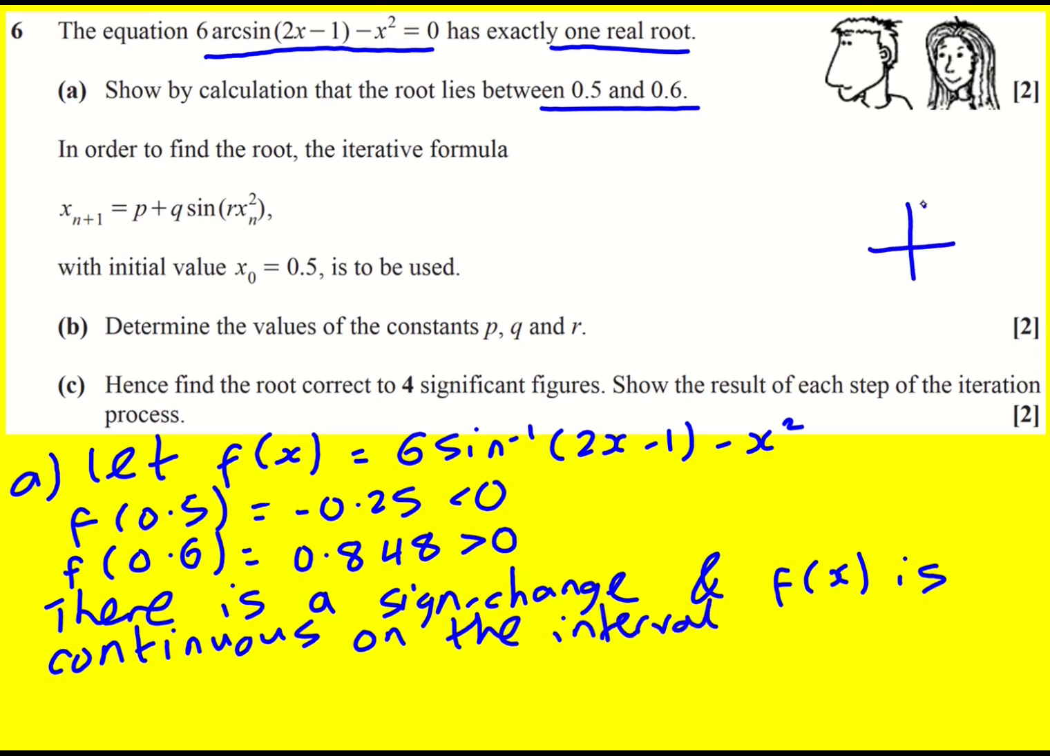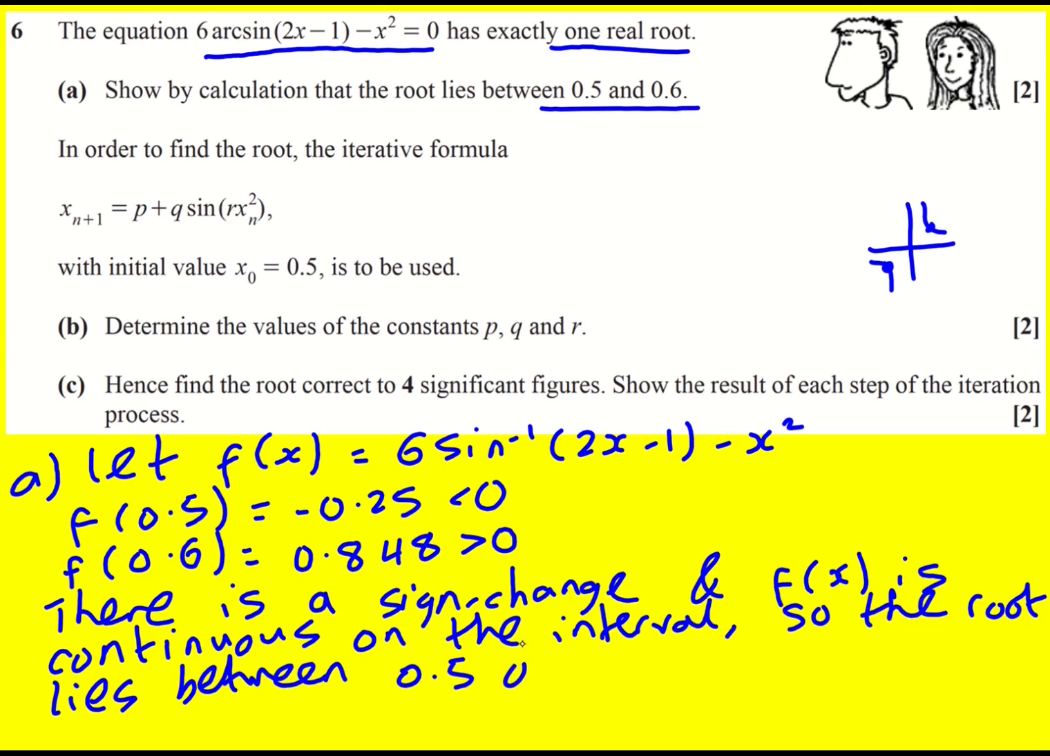As opposed to say 1 over x, which has a sign change, negative to positive, but it's not continuous on intervals, so it never crosses the x-axis. So the root lies between 0.5 and 0.6.